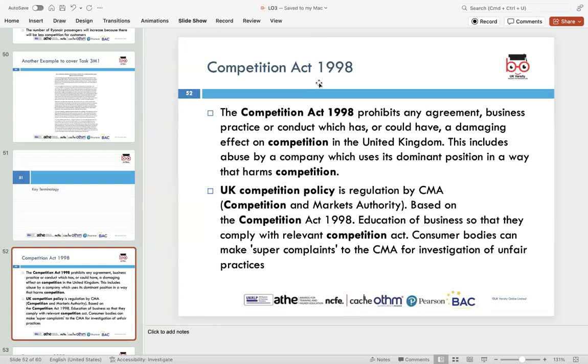Then regulations. UK competition policy, regulation of competition policy in the United Kingdom is carried out by the Competition and Markets Authority. We previously discussed the CMA. The Competition Act of 1998 is the basis for this, providing education to businesses in order to ensure they comply with the applicable competition acts.